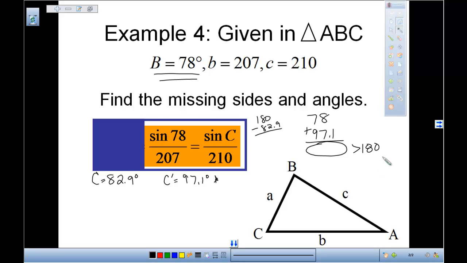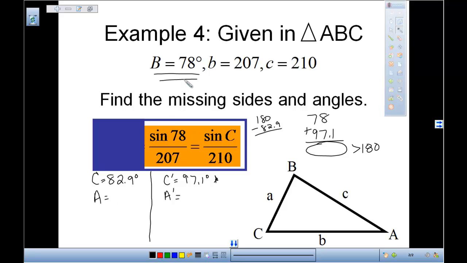Well, we find that the answer is less than 180, which means there's a possible second triangle. So yes, we're going to have two solutions. We are going to solve these independently though, because angle C over here was 82.9. This is going to have a different angle A than this triangle over here, so we need to find those. The nice thing is they're pretty easy because we know all three angles have to add to 180.